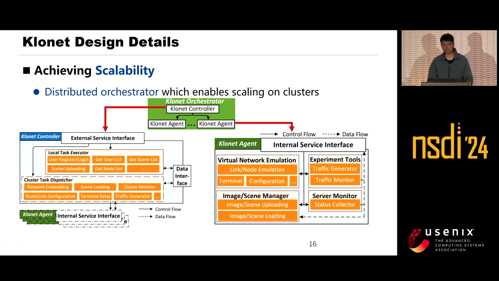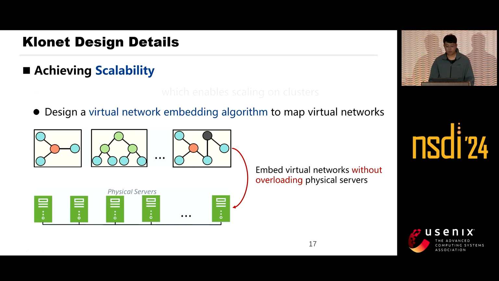In terms of scalability, Klonet designs and implements a distributed orchestrator on the Klonet cluster that includes a controller and several agents. The controller can assign tasks to specific agents for execution. Blindly mapping virtual networks on the cluster may cause some servers to be overloaded, which in turn causes a loss of fidelity in the experimental results.